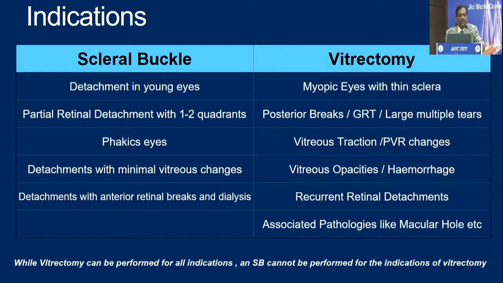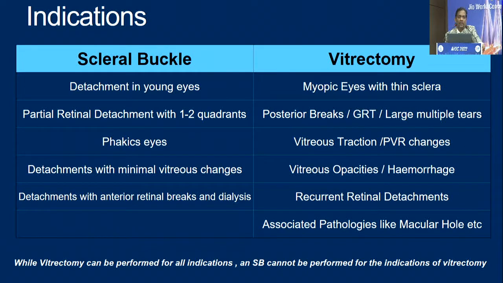Now, if you go to the indications, you can see that scleral buckle is definitely a must in younger eyes, a partial retinal detachment involving only 1 or 2 quadrants. In phakic eyes, detachments with minimal vitreous changes, and detachments with a good amount of anterior retinal breaks or dialysis.